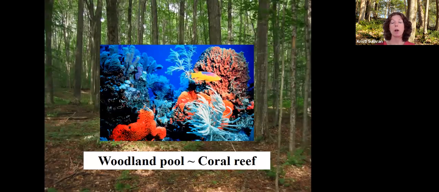So woodland pools are often referred to as the coral reefs of the forest, just like a coral reef in the ocean where you have a lot of activity, a lot of food, and other organisms coming in to feed, a little feeding station, and then take that energy back into the ocean. It's the same thing with woodland pools. Species coming in, feeding, and then going back into the woods and creating a flow of energy from the forest to the seasonal woodland pool and back out.